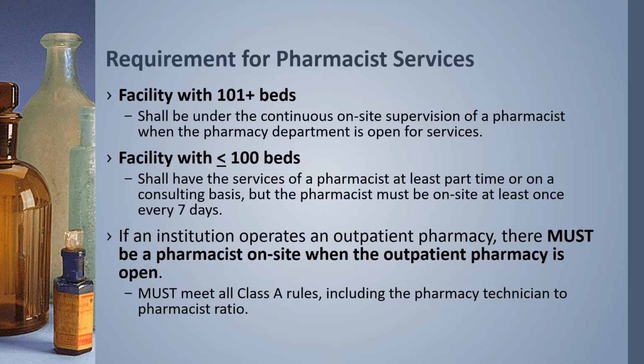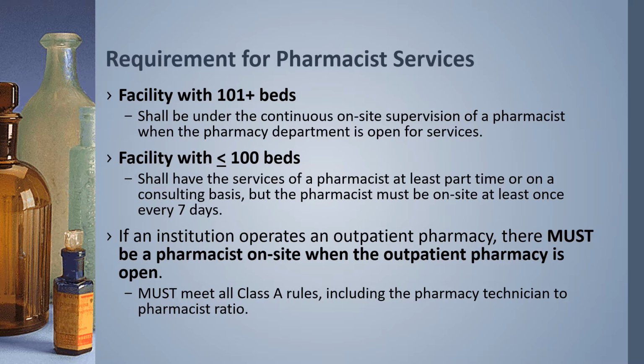You'll find out real quick that the worksheet has a lot of blanks and spaces for you to jot down different types of numbers, days, times, things like that. So those are some important information to remember going forward through most of your law topics, and especially for this lecture. Class C pharmacy requirements for pharmacist services are based on the number of beds available in a facility. A facility with 101 beds or more shall be under the continuous on-site supervision of a pharmacist when the pharmacy department is open for services. A facility with 100 or fewer shall have the services of a pharmacist at least part-time or on a consulting basis, but the pharmacist must be on site at least once every 7 days.